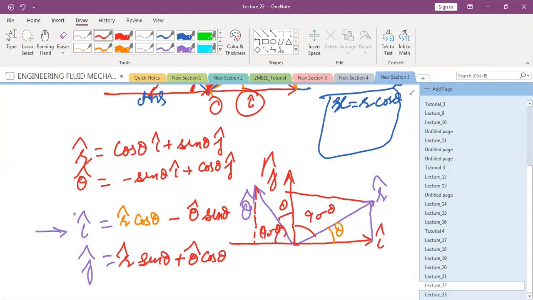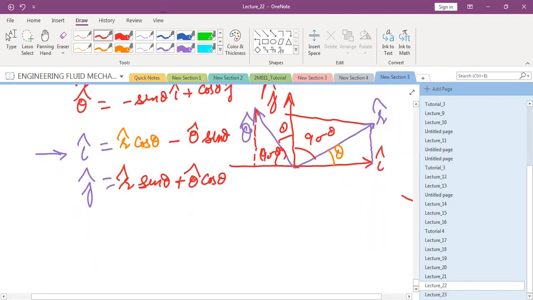So this is the way to find out the unit vectors relationship between two coordinate systems. This should be very clear. This is very important. Is it clear? Any doubt? Now I'm coming to the next point.